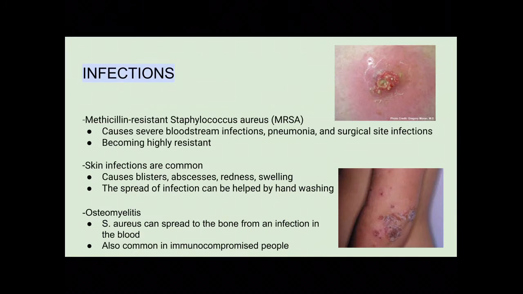So now we're going to talk about some infections that Staphylococcus aureus can cause. I provided some wonderful pictures for you guys to look at. A very common infection is MRSA, which is methicillin-resistant Staphylococcus aureus. This can cause severe bloodstream infections. It can lead to pneumonia. It can come from surgical site infections if you went in for a procedure. Another issue is this is becoming highly resistant. Skin infections are also very common. Blisters, redness, swelling, all that good stuff is very common.